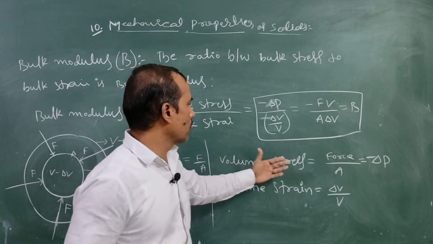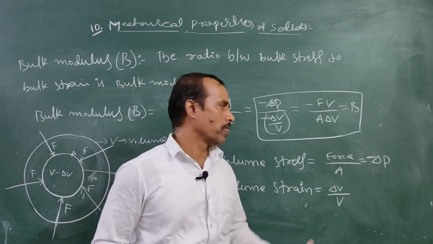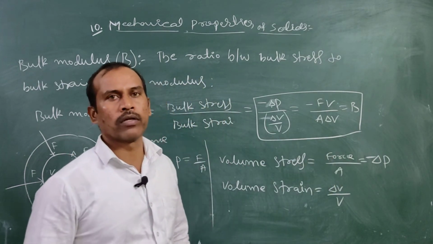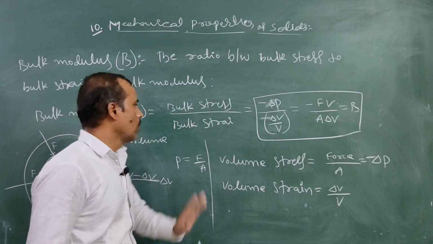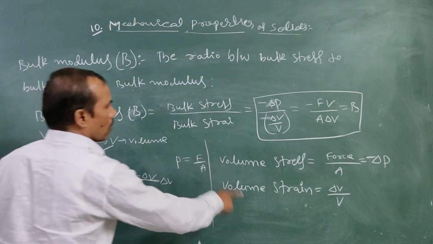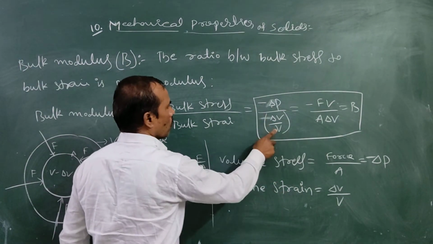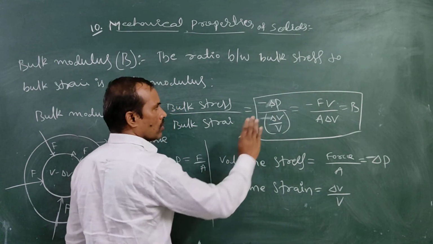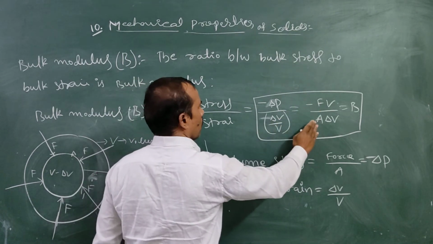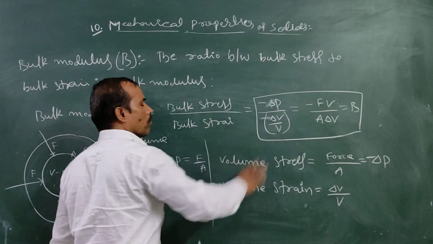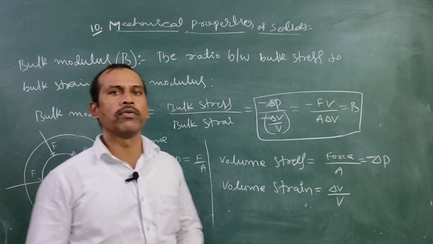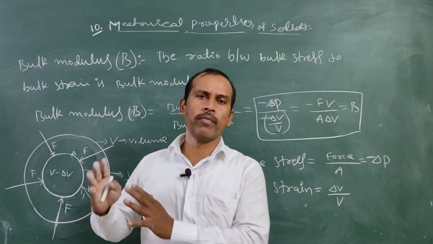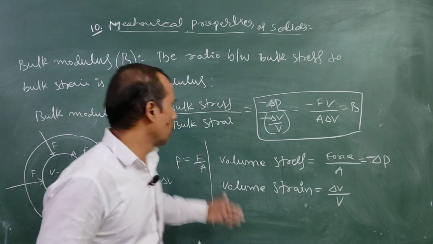Stress means the force per unit area, the force acting perpendicular to the surface of the body. So bulk modulus is equal to volume stress by volume strain, that is equal to delta P by delta V by V, that is equal to minus F V by A delta V, that is equal to B. The negative symbol indicates the pressure increases while the volume decreases. Okay, now note this one.